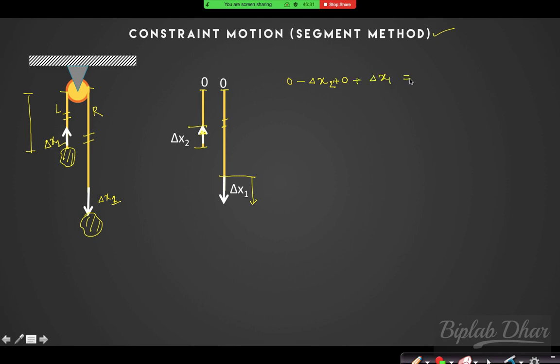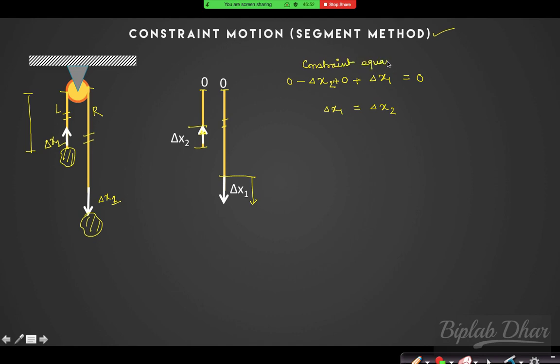Can I say that the total increment and decrement is 0? Yes, sir. From there you can say that delta x1 is equal to delta x2. So that equation is known as the constraint equation. Can you repeat this part, sir?